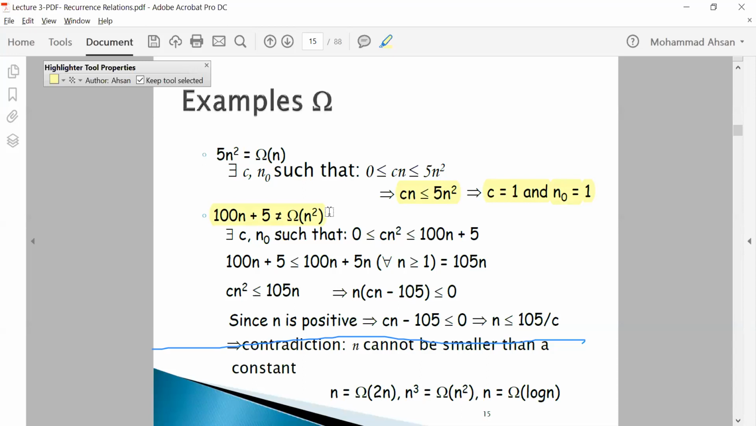Similarly, if you see the second example, 100n plus 5 is not omega of n square. Obviously, it's not, because we know n does not grow faster than n square. So we have to prove that this is not the case. And how do you prove it? We'll prove it otherwise. We'll say 100n plus 5 is less than 100n plus 5n, which is equal to 105n. So 105n is actually O of n.